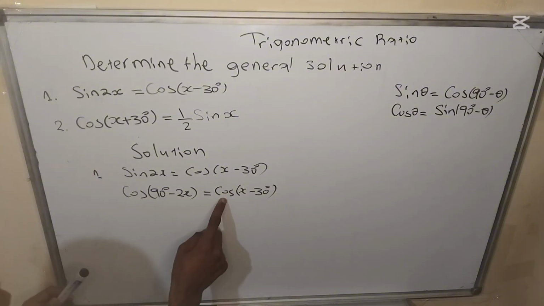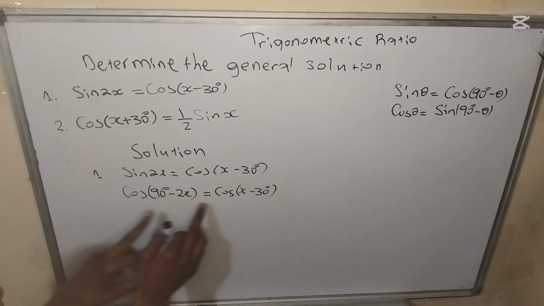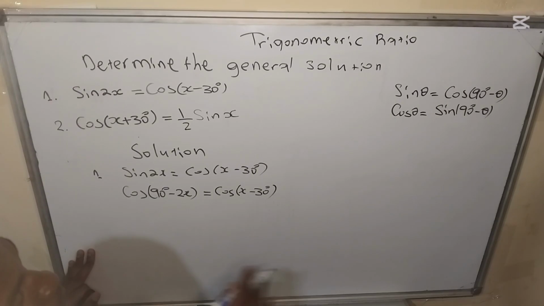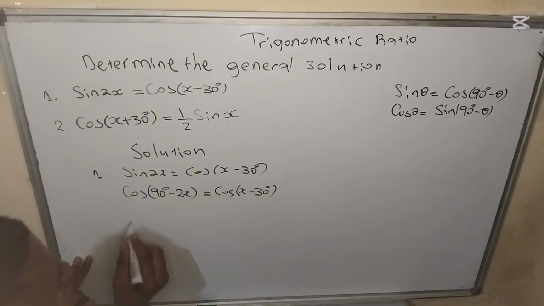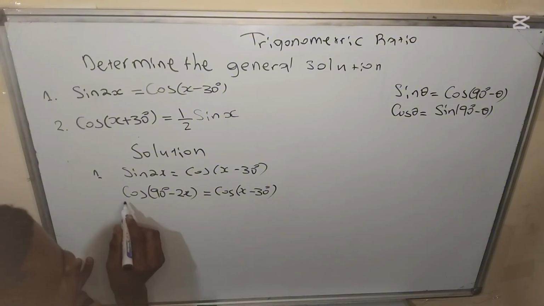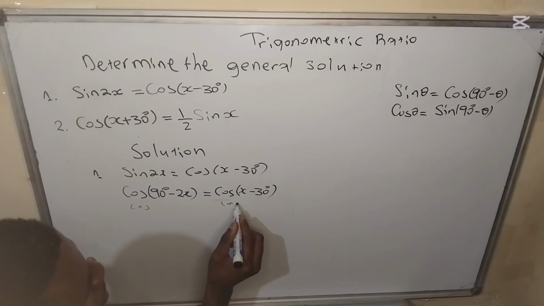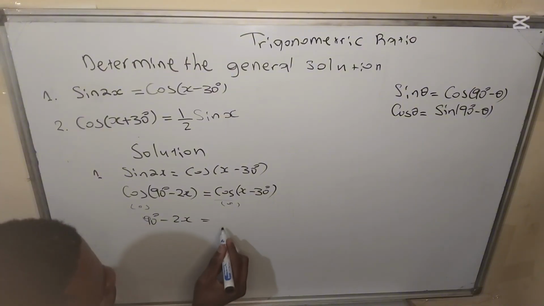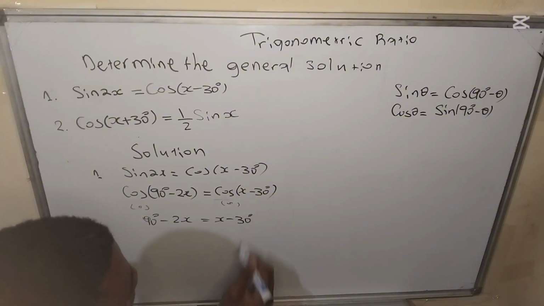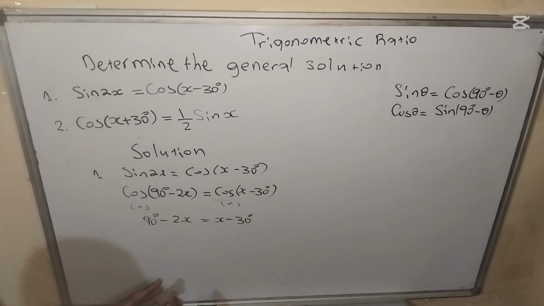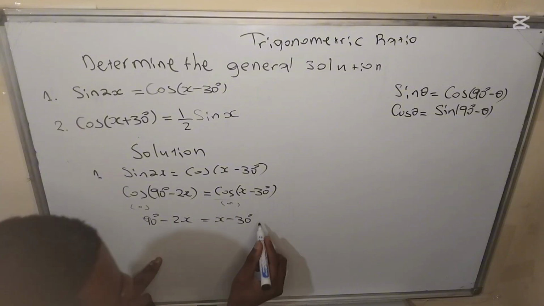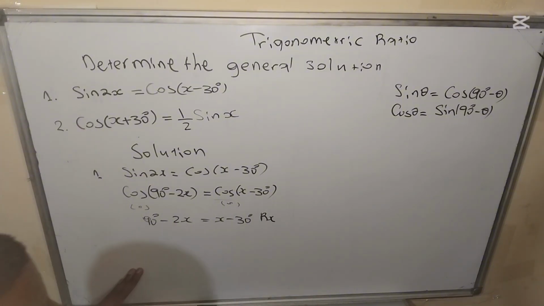Now on both sides we have cos and cos. We have positive cos and positive cos, meaning we just pretend as if we have divided by cos on both sides. By cos, not by cos x or by cos of the angle, just cos. Then we are left with 90 degrees minus 2x equal to x minus 30 degrees. You can choose either of these two as your reference angle. I decide to choose x minus 30 degrees as my reference angle, right?